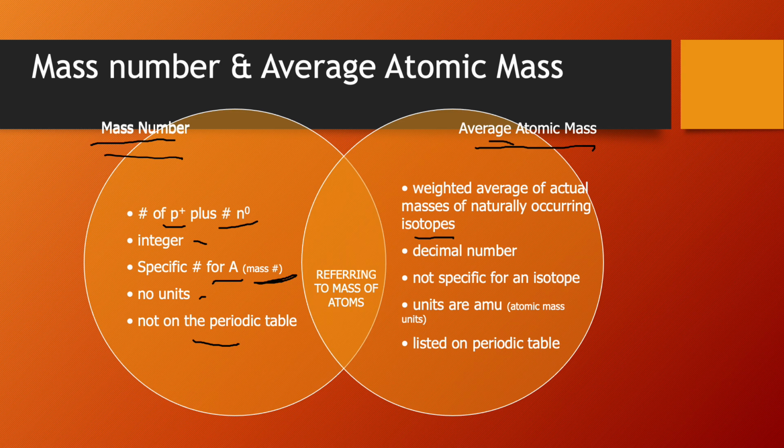But your average atomic mass, which you would find on the periodic table, is a weighted average of all the naturally occurring isotopes. Since it's a weighted average, you're going to see a decimal number. It's not a specific mass for a specific isotope. It's a weighted average of all of the naturally occurring isotopes. And the units for average atomic mass are AMU, which stands for atomic mass unit.